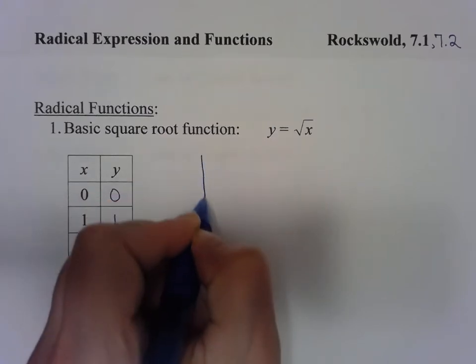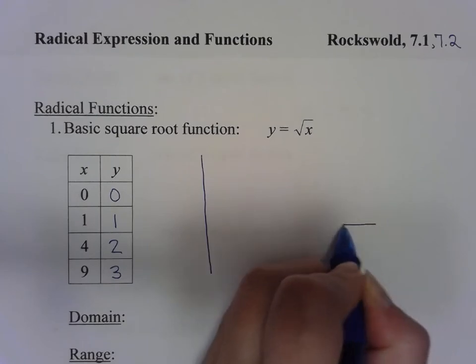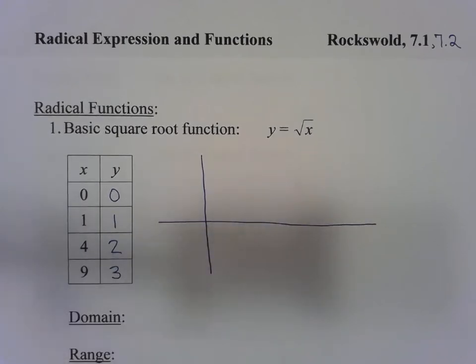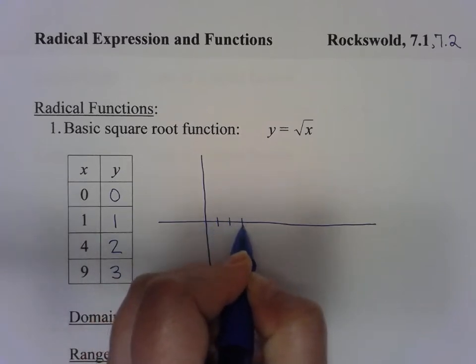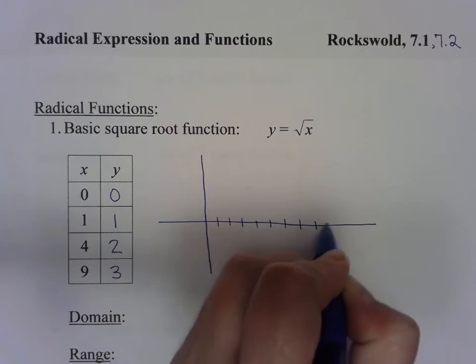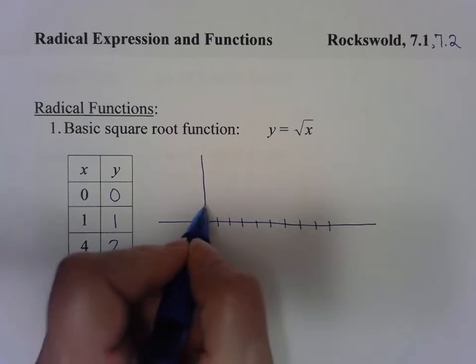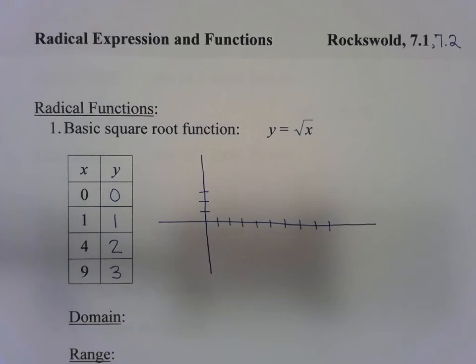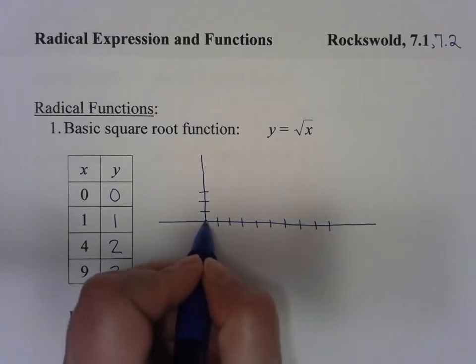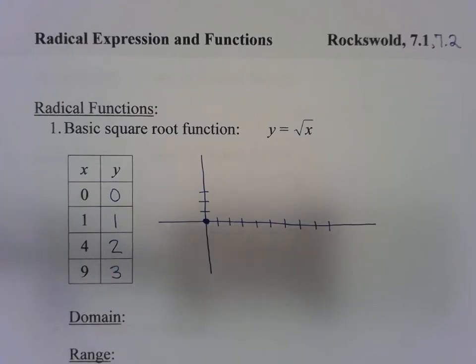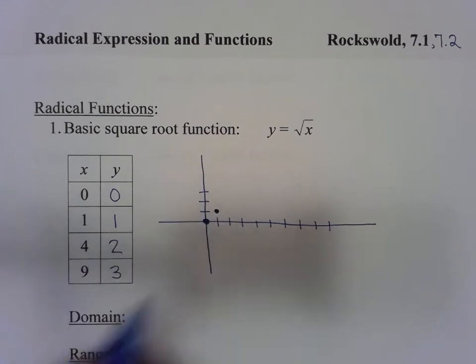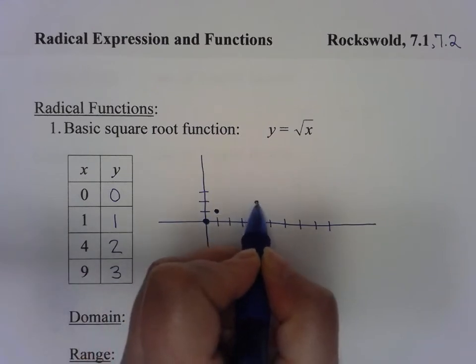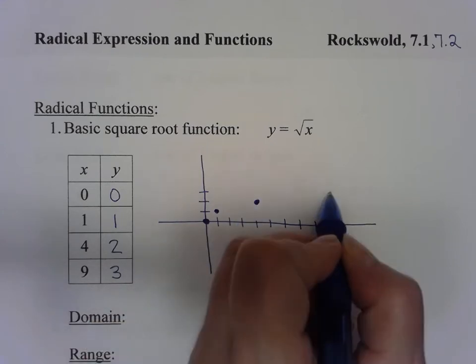So if we plot those points on a graph, we'll be able to see what this shape looks like. For our x's, we need to go up to 9. And for our y values, we need to go up to 3. So we have a point at 0, 0. That's that starting point we were talking about. From there, we're going to go in one direction. So the next point is 1, 1, 4, 2, and 9, 3.